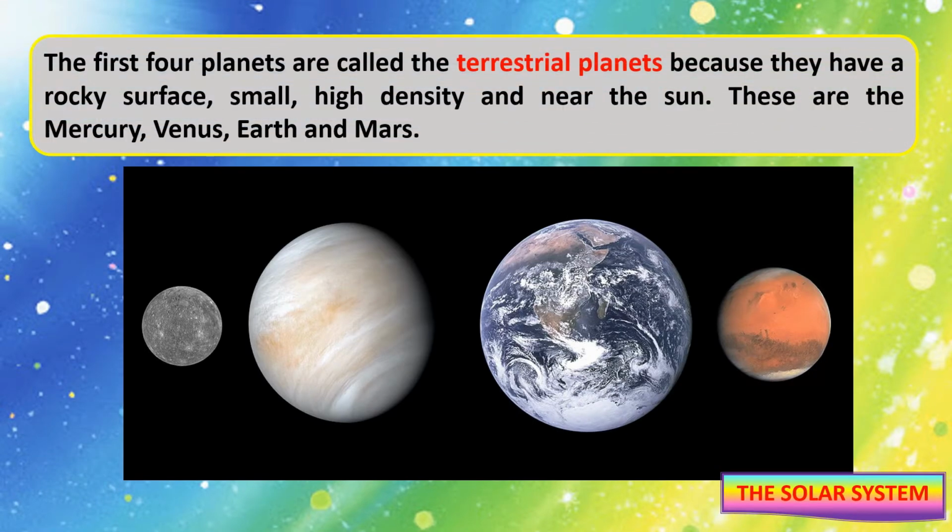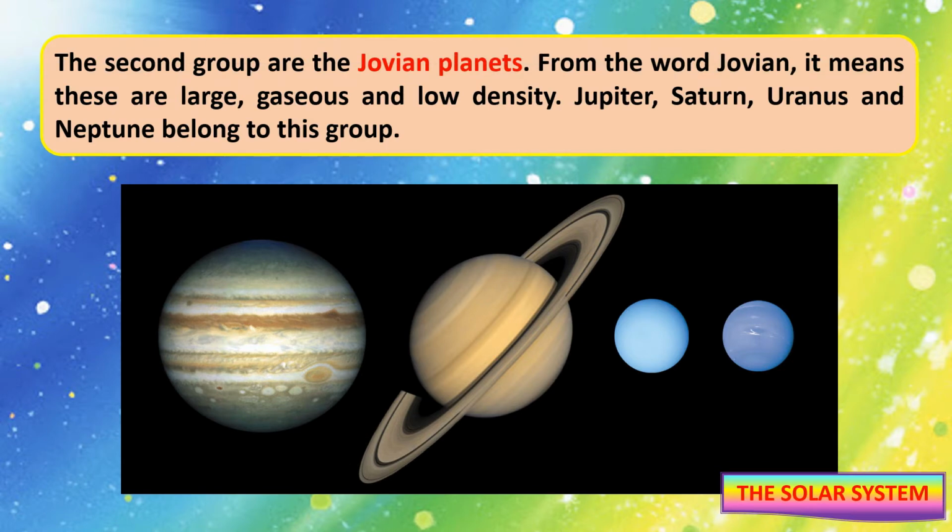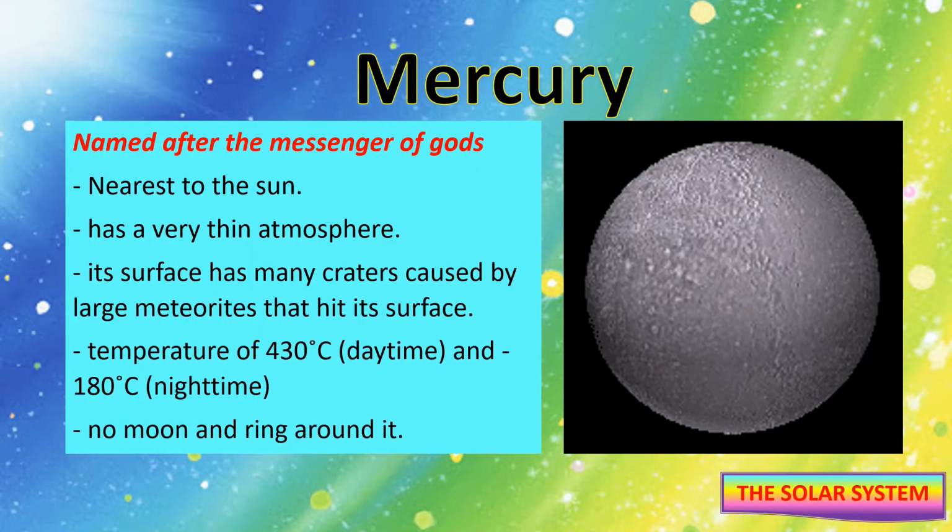The first four planets are called the terrestrial planets because they have a rocky surface, small, high density, and near the sun. These are Mercury, Venus, Earth, and Mars. The second group are the Jovian planets. From the word Jovian, it means these are large, gaseous, and low density. Jupiter, Saturn, Uranus, and Neptune belong to this group. Let us now talk about the four inner planets.